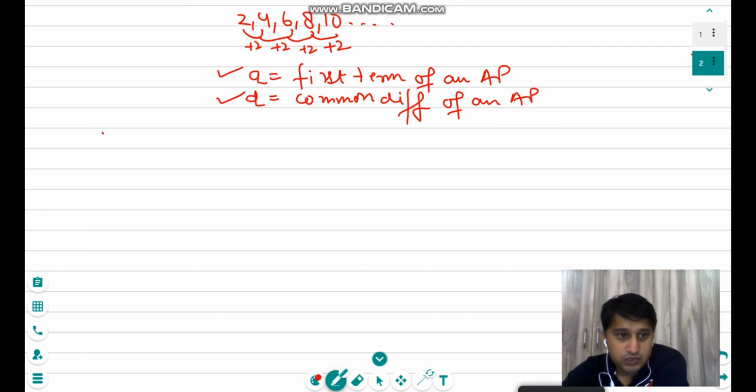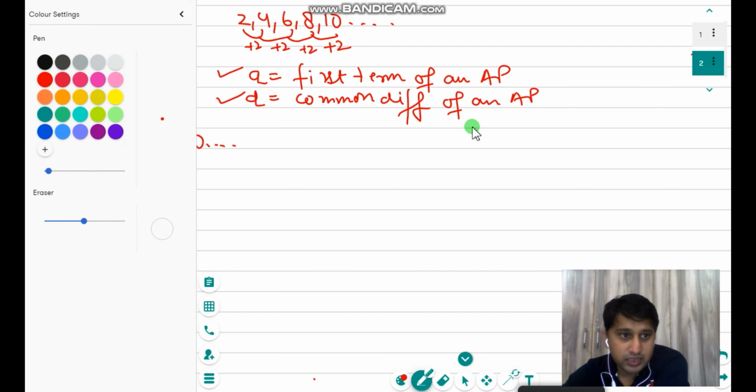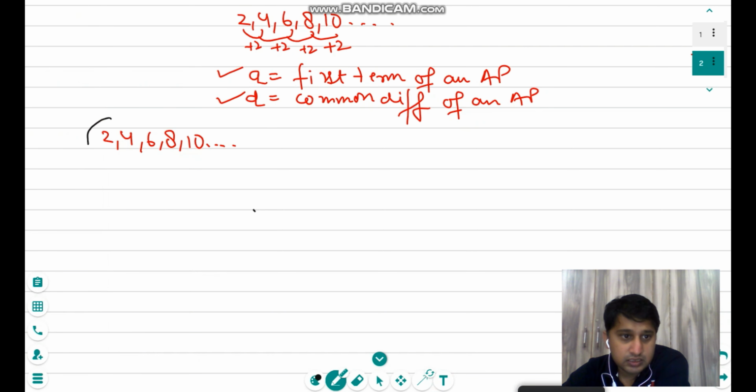Let us explain this via an example. Let us take the same example, 2, 4, 6, 8, 10. We all know now that this is an AP. Now I will not tell you why this is an AP. Now let's see what the first term is in this AP. You can very easily say that the first term is 2. So the first term of an AP, that is A, is 2. And what is the common difference in this? The common difference is also 2, because we are adding plus 2 continuously to each preceding term to get the next term.